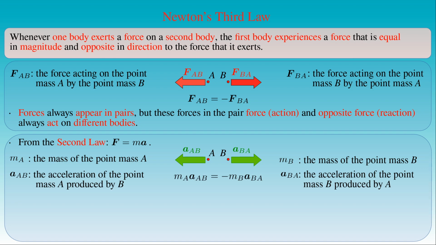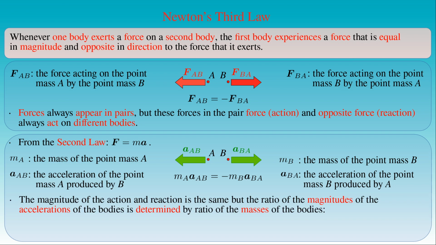This equation shows that even if the magnitude of the action and reaction is the same, the ratio of the magnitudes of the accelerations is determined by the ratio of the masses of the bodies. That is, the ratio of the magnitude of the acceleration a_AB to the magnitude of the acceleration a_BA is equal to the ratio of the mass m_B to the mass m_A. Let us discuss the consequences of this formula.